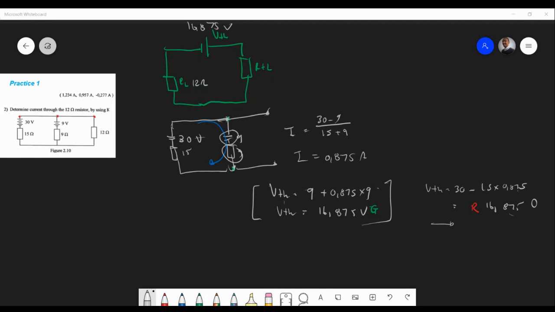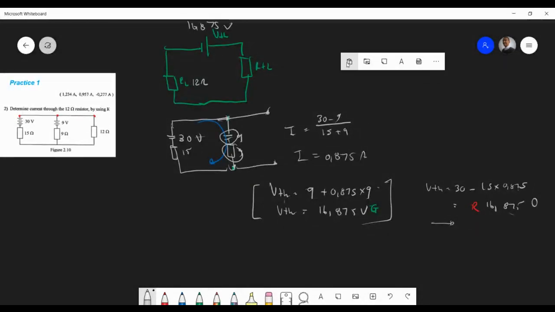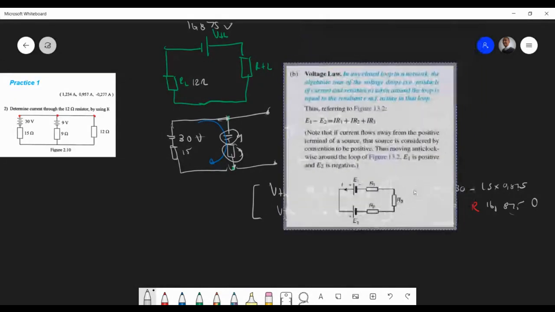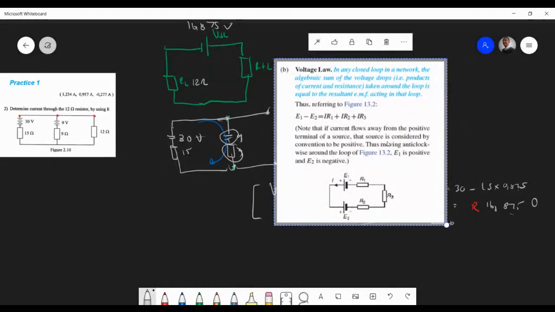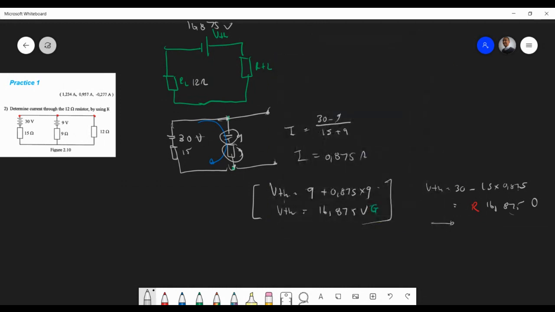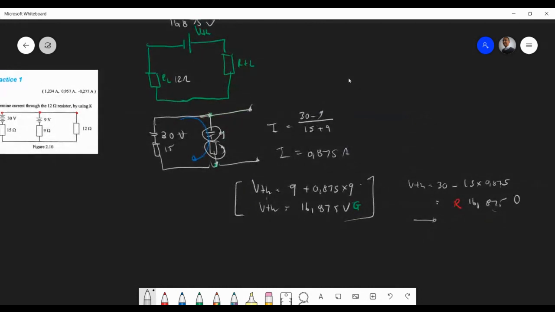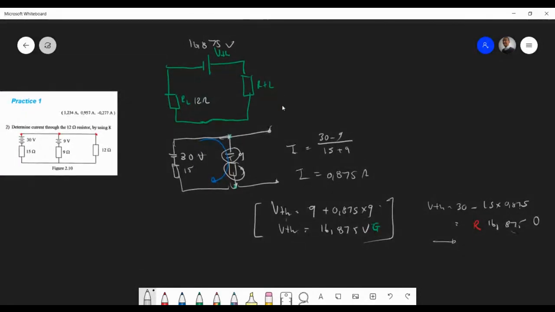Oh, I see. So if you remember, let me just quickly copy and paste this thing. I can just get everyone on the same page here. Do you see this law? Do you see this thing over here? You've got the voltage law. In any closed loop in a network, the algebraic sum of the voltage drops taken around the loop is equal to the resultant EMF. So we have something flowing. For instance, there's a circuit over here, and it's flowing this way. Can you see it's E1 minus E2? Are you familiar with that? Okay, yeah, there we go. Thanks. Thank you for the question, man. I appreciate it.